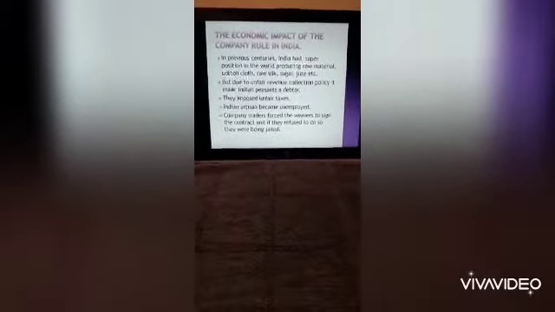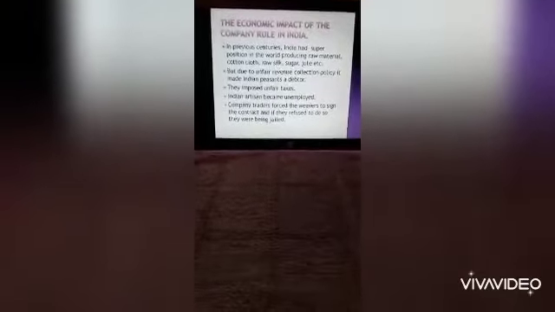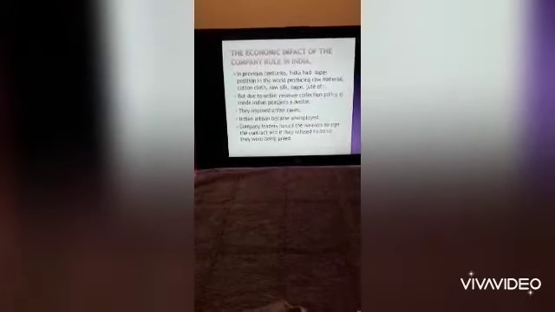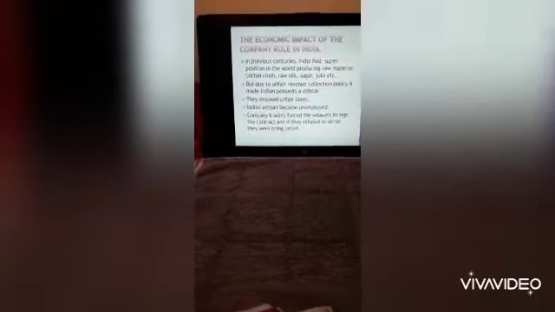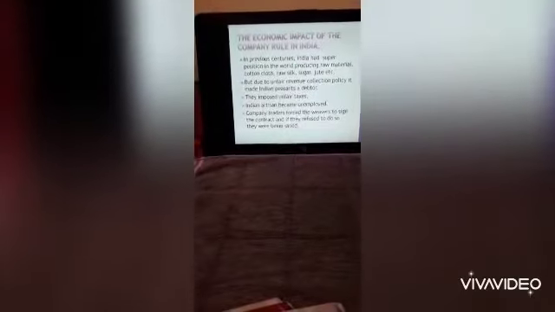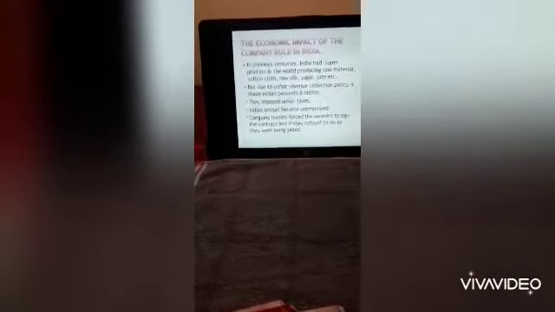Now, with the starting of the session, we have the first topic, the economic impact of the company rule in India. Since ancient times, there was a lot of demand for Indian spices, silk cloth, indigo, and other goods in Europe. Trade between the East and the West was carried out by sea routes passing through the Persian Gulf and sea routes via Turkey.